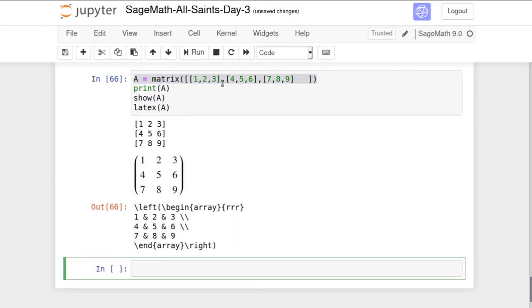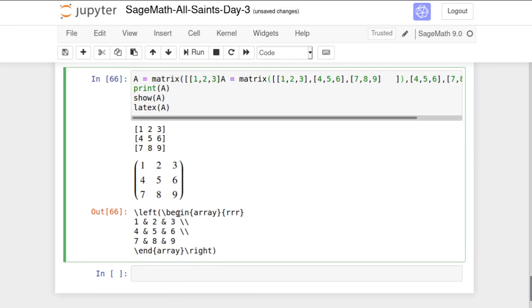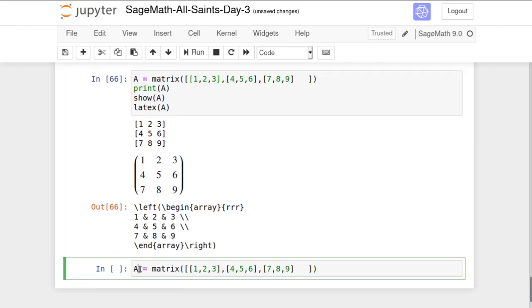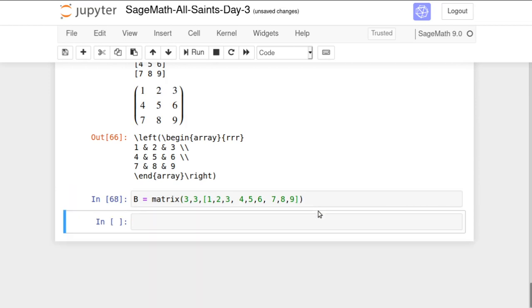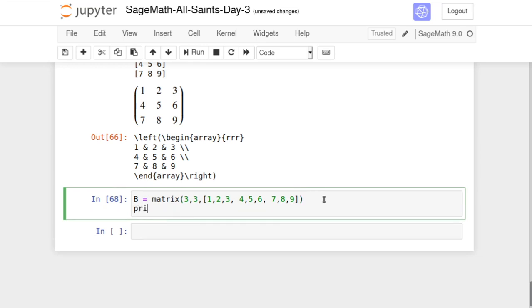If you do not want to put too many brackets, then another way is to define something like this. B equal to, specify the dimensions. If it's a 3 by 3 matrix, just say 3 by 3. If it's a 3 by 4 matrix, say 3 by 4, and enclose everything inside one list. No need to put extra brackets. This can sometimes be confusing, but it is easy for typing. In this case, you don't need to put extra brackets here. One bracket is enough. Print B.